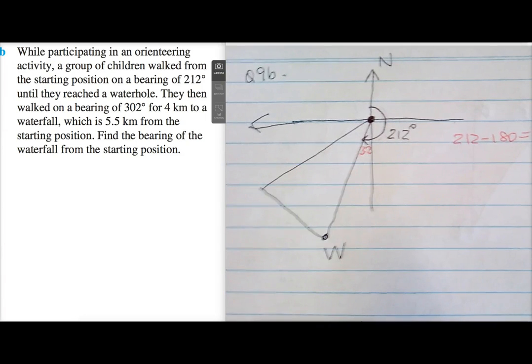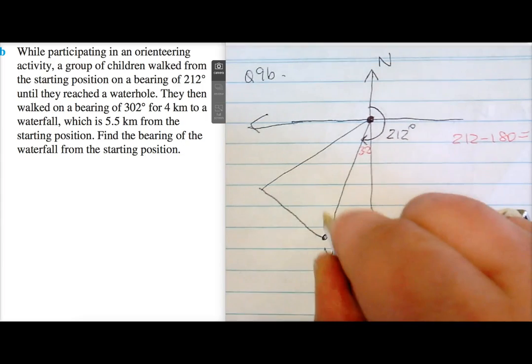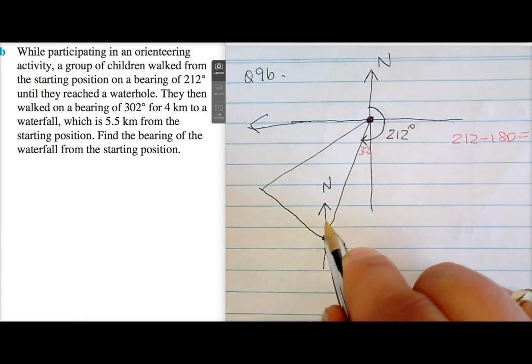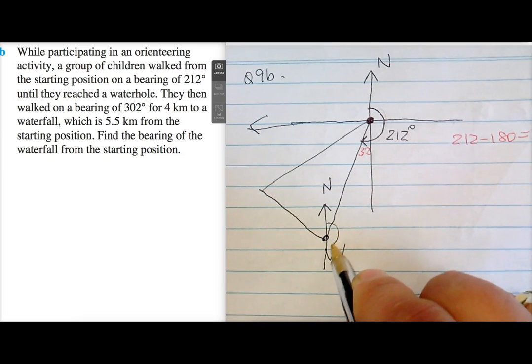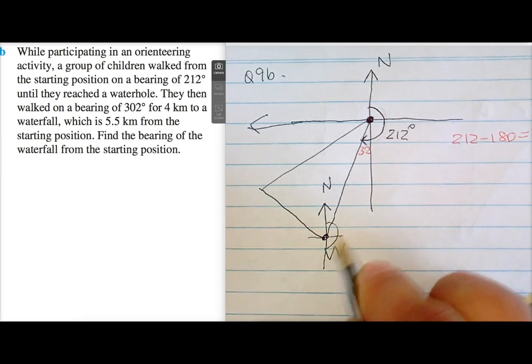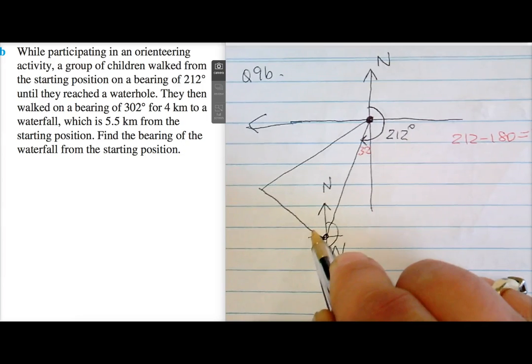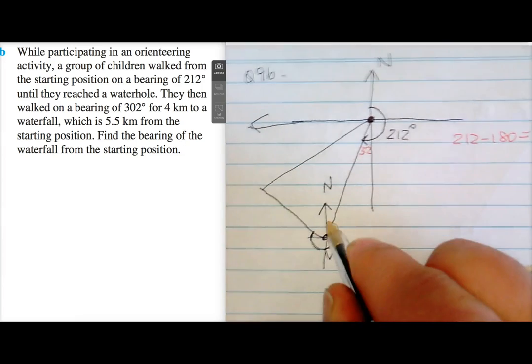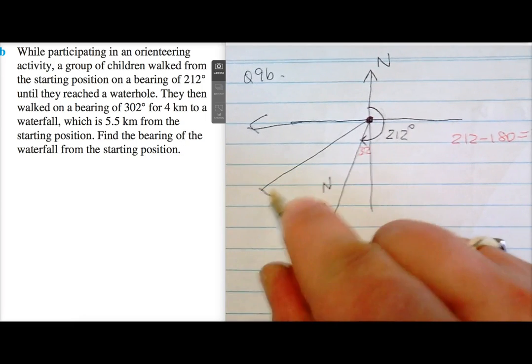They then walked on a bearing of 302 degrees. Because I'm doing another bearing, I need to know what direction I'm going in. What do I put? A. I get my compass out and I put a north sign again in here. And I start from north, I go clockwise. How far have I gone, do you think? 180, 270, 302. This makes sense. That looks good. So from W, I'm walking in that direction.